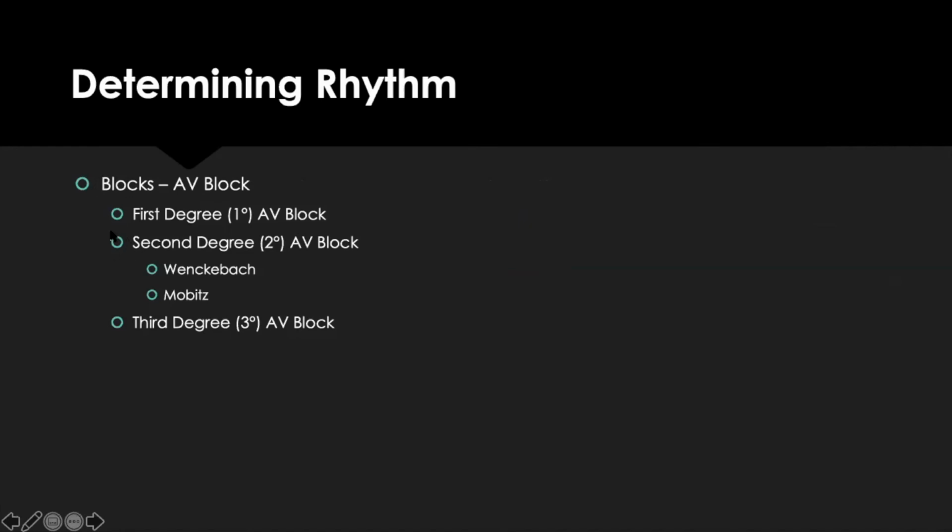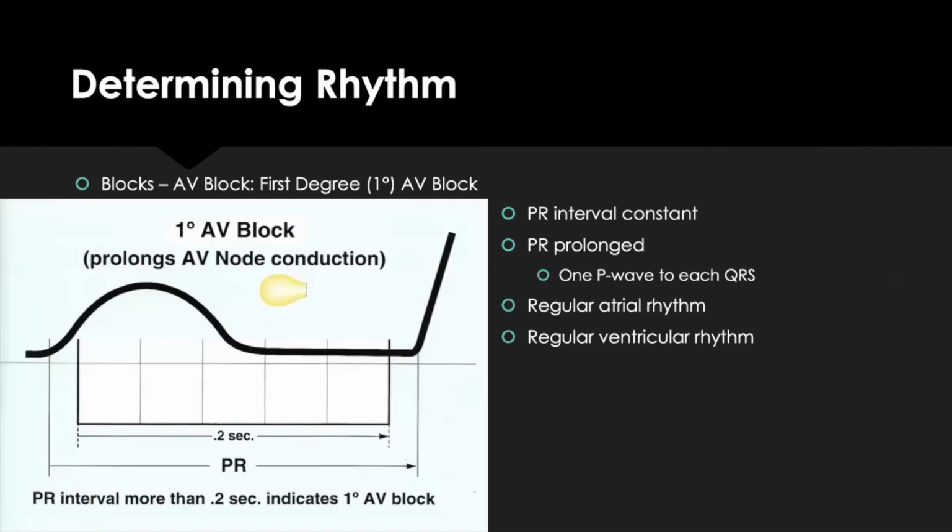Now we're going to get into AV blocks. There are three different kinds of AV blocks: the first degree, second degree, and third degree, and second degree has two subcategories within. A first degree AV block is categorized by a constant PR interval, but the PR interval is prolonged. So a normal PR interval would be 0.2 seconds or less, or 5 small boxes, or 1 big box, or less. But with a prolonged PR interval, it would be longer than 0.2 seconds, or longer than 5 small boxes. This is the main characterization of a first degree AV block.